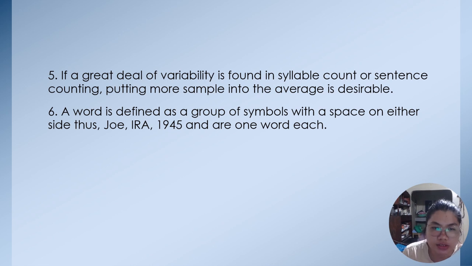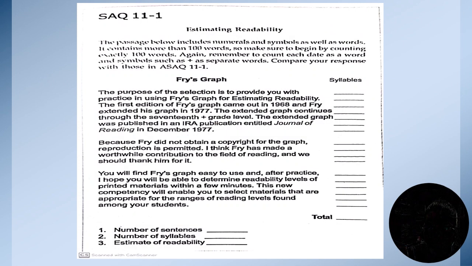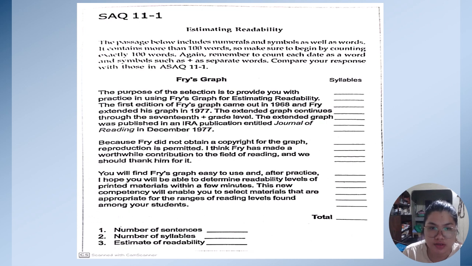Lastly, a word is defined as a group of symbols with a space on either side. Thus, Joe, IRA, and 1945 are one word each. So remember that these are estimates of readability. Fry states that these estimates are probably within plus or minus one year of the true estimate of readability. This is a part of estimating readability too.